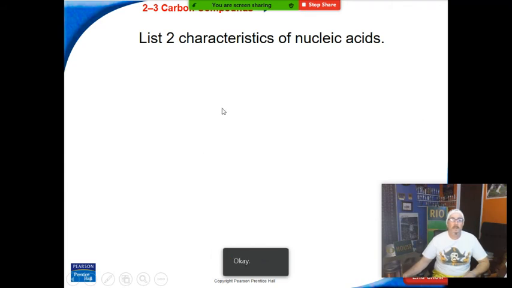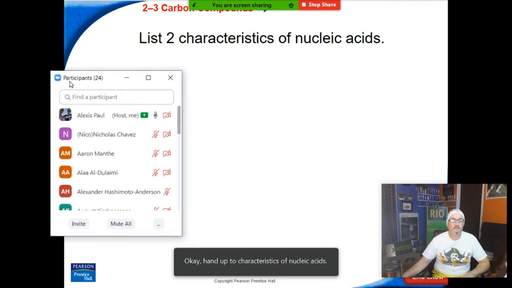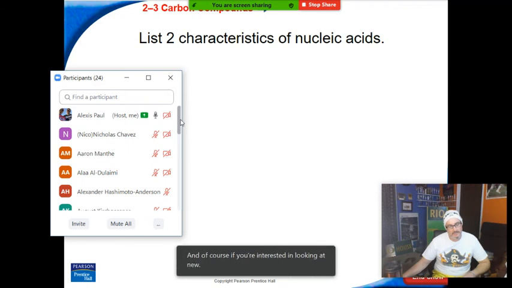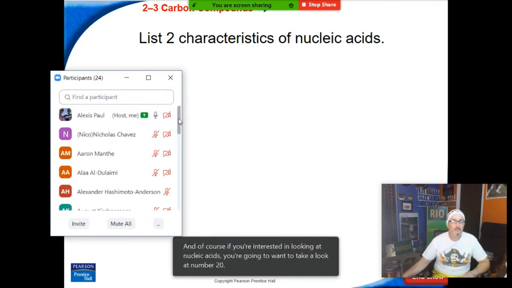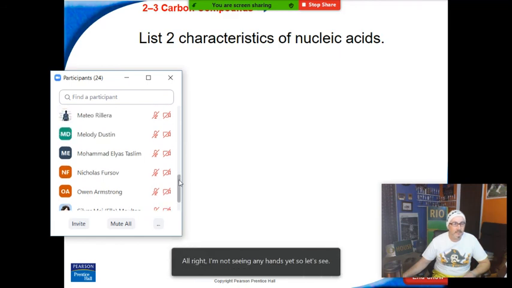Okay, hand up. Two characteristics of nucleic acids. If you would like to do this one, please put your hand up. And of course, if you're interested in looking at nucleic acids, you're going to want to take a look at number 28. All right, I'm not seeing any hands yet, so let's see.